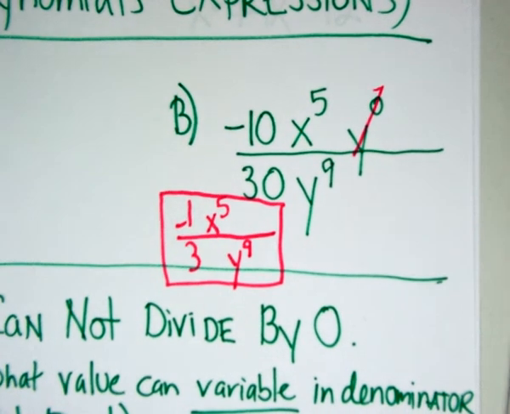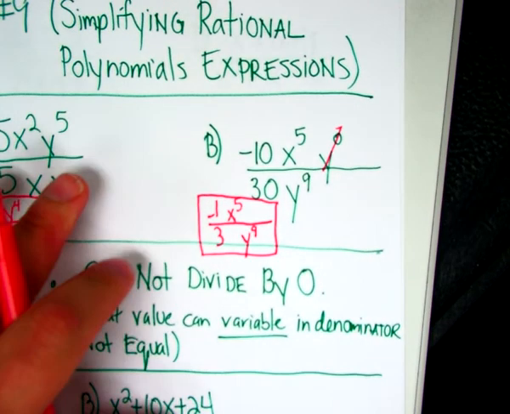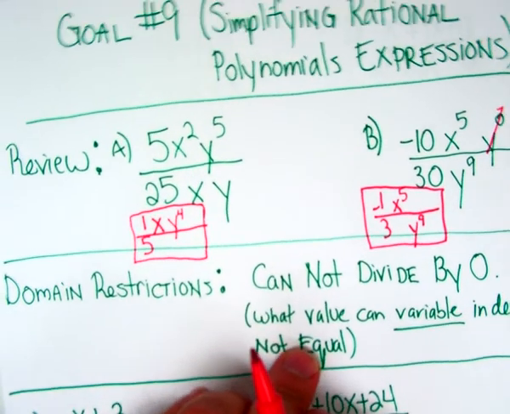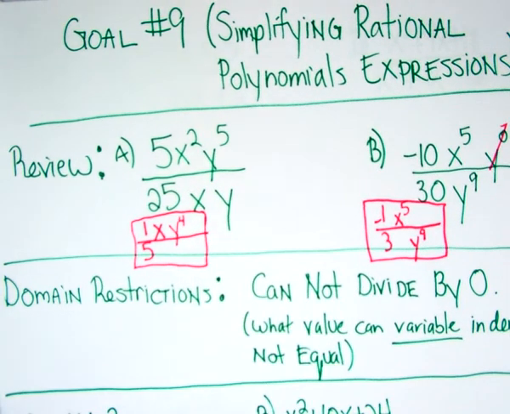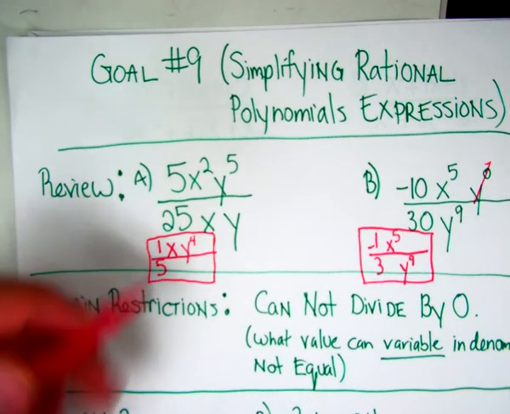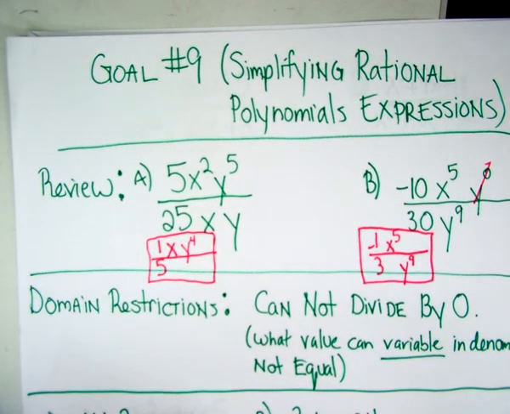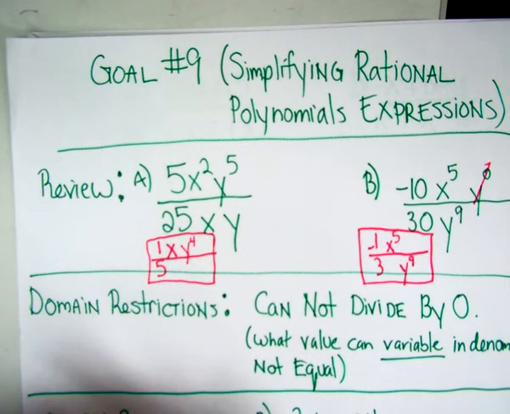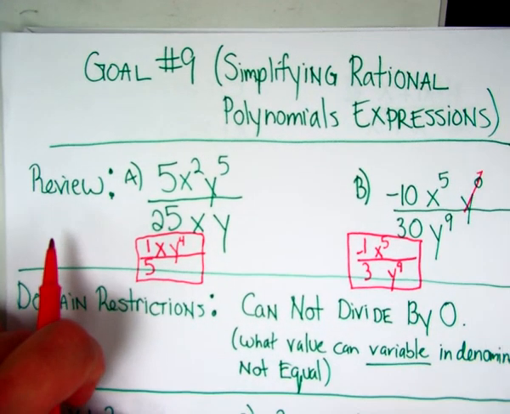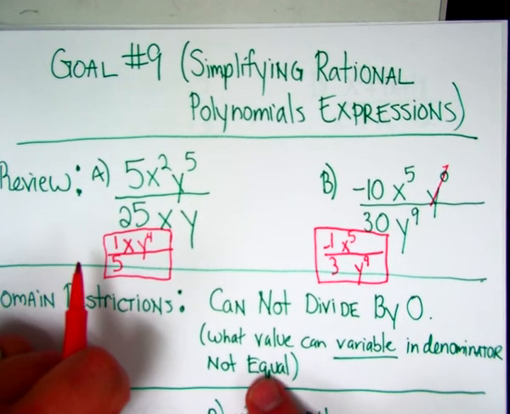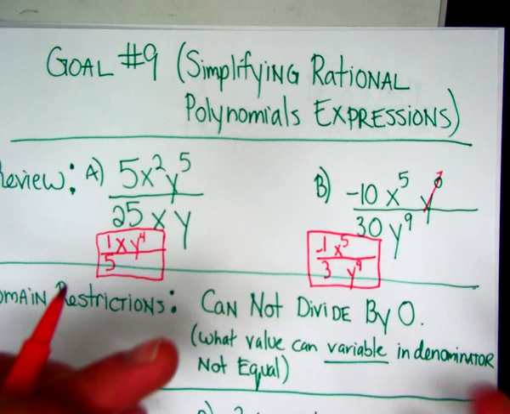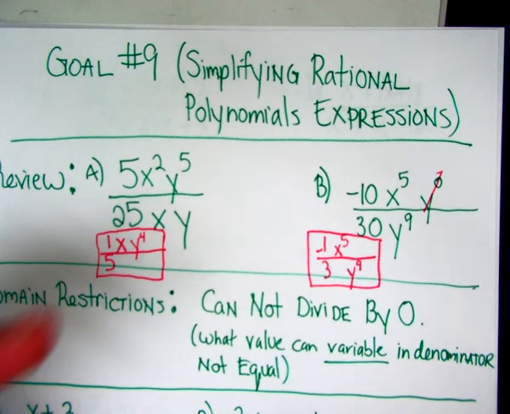But we're going to add a few components to this now. First thing we're going to learn about is something new. It's called domain restrictions. What domain restrictions are is essentially saying I cannot divide by 0. When we have fractions, you are not allowed to divide by 0 because if you divide by 0, it becomes undefined. So what we're going to be looking for in each of these problems is what value the variable in the denominator cannot equal, because if I put that value in there, I would have a 0, and we can't divide by 0.